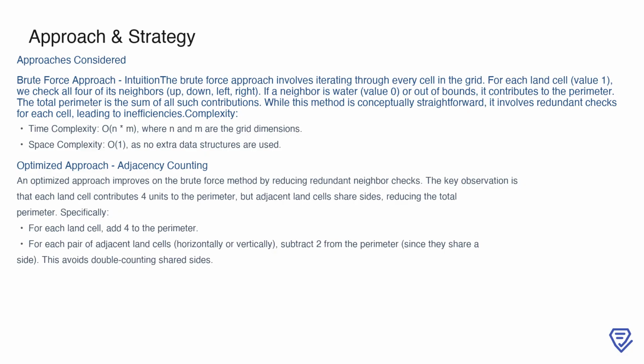Now, the optimized approach, called adjacency counting, builds on this by reducing redundant checks. The key realization is that each land cell inherently contributes 4 units to the perimeter, but when 2 land cells are adjacent, they share sides, which reduces the perimeter. So, for each land cell, we add 4 to the perimeter, and for every pair of adjacent land cells, we subtract 2 from the total perimeter for each shared side. This avoids double counting and makes the algorithm more efficient.